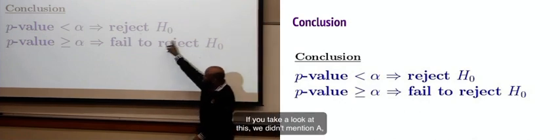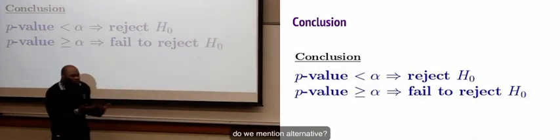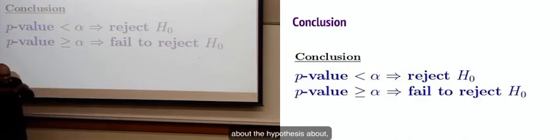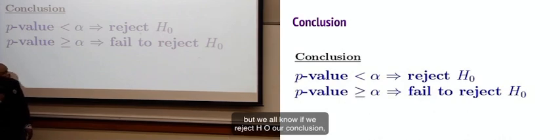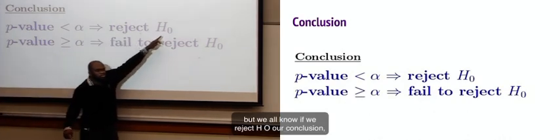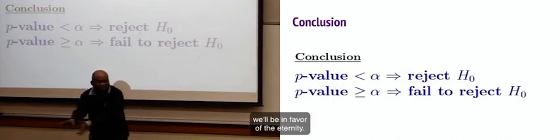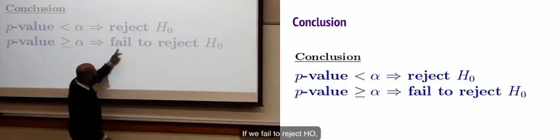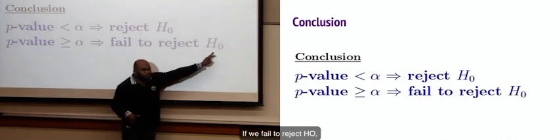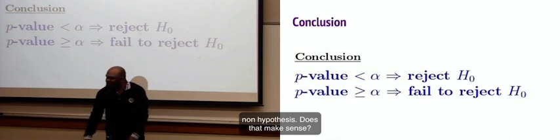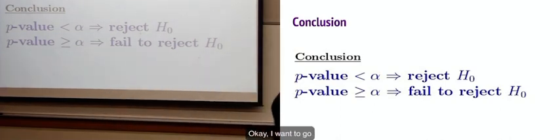If you take a look at this, we didn't mention HA. Did we mention the alternative? No. We're only taking a decision about the null hypothesis, about H0. But we all know if we reject H0, our conclusion will be in favor of the alternative. If we fail to reject H0, our conclusion will be in favor of the null hypothesis. Does that make sense? Okay.